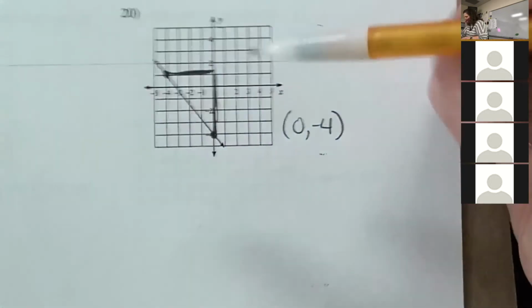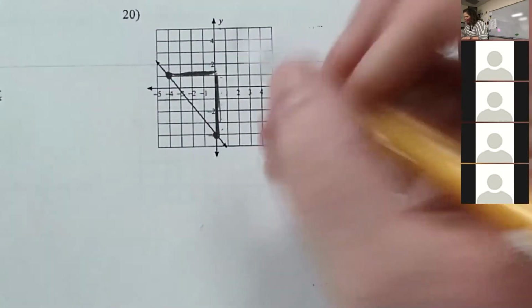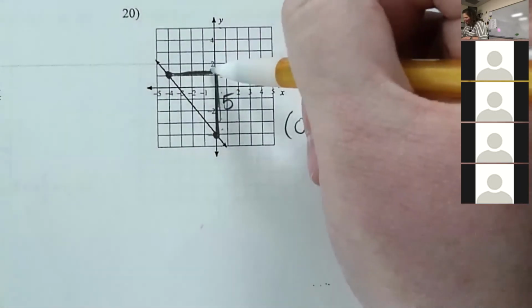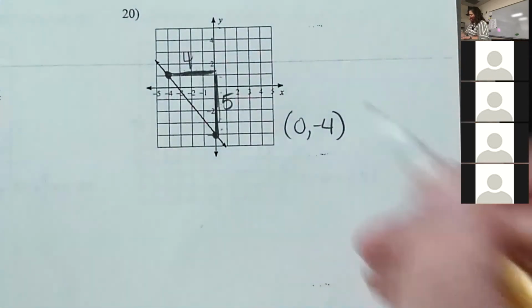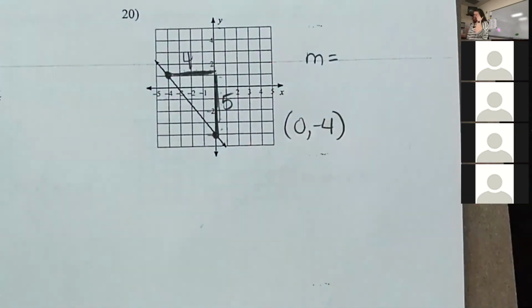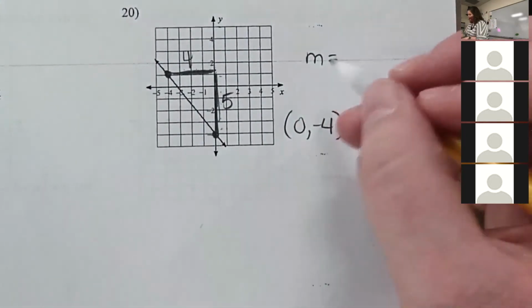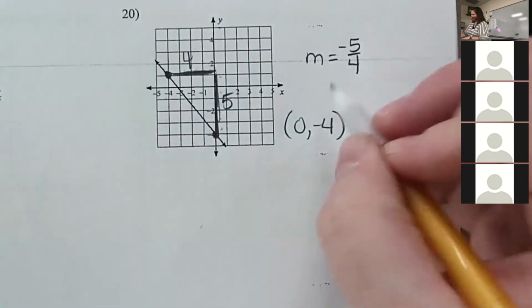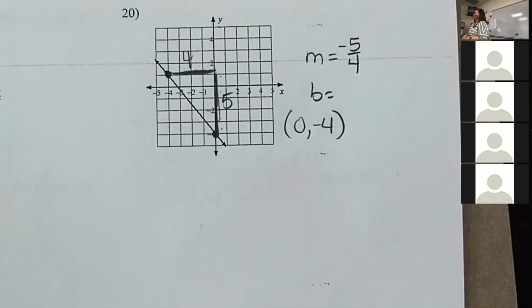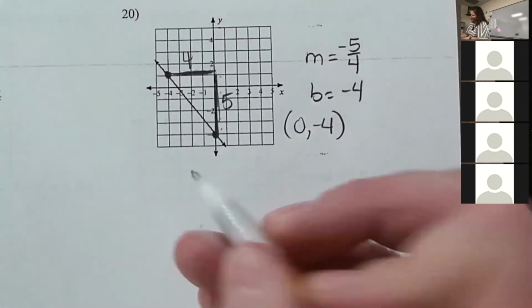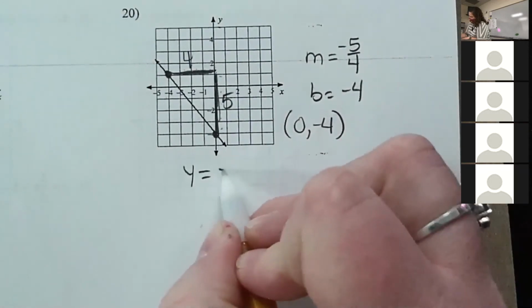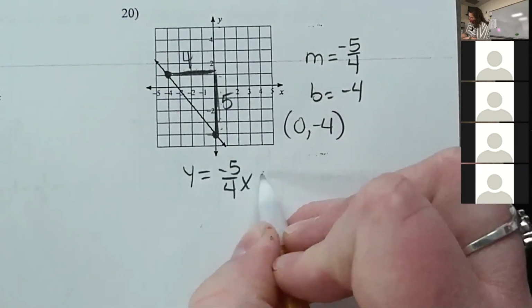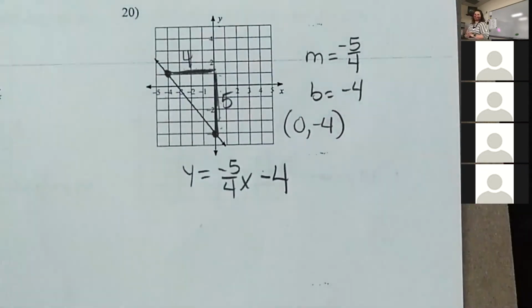How many up and how many over? So 1, 2, 3, 4, 5, right? Over how many? 1, 2, 3, 4. Everyone agree? Positive or negative slope on that one? Negative, because it's going downhill from left to right if you're riding on a car. So -5/4. Do I know B? -4, good. Can I write my equation now? Yeah, y equals -5/4 x plus a -4, just -4, however you want to write that.